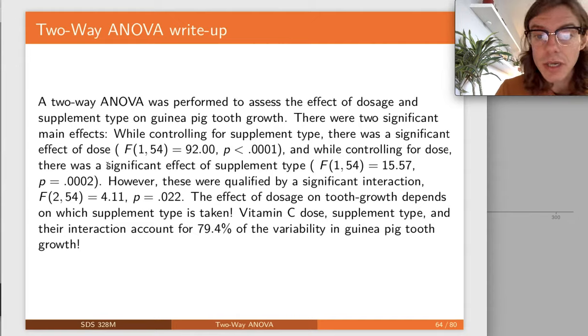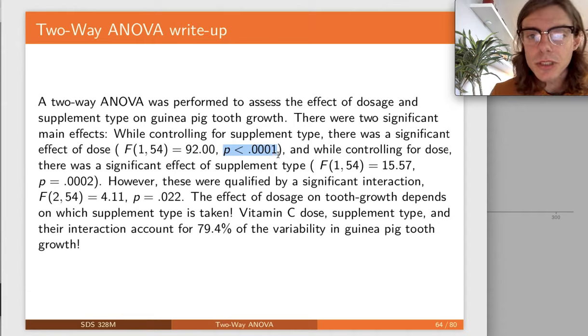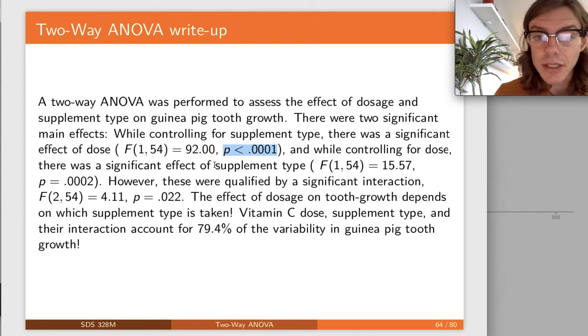So while controlling for supplement type, there was a main effect of dose, and you give your F statistic, degrees of freedom, there's the F statistic. P-value was small, right? Or you can put the critical value, whatever. And while controlling for dose, there was a significant effect of supplement type. So 2 main effects, right?